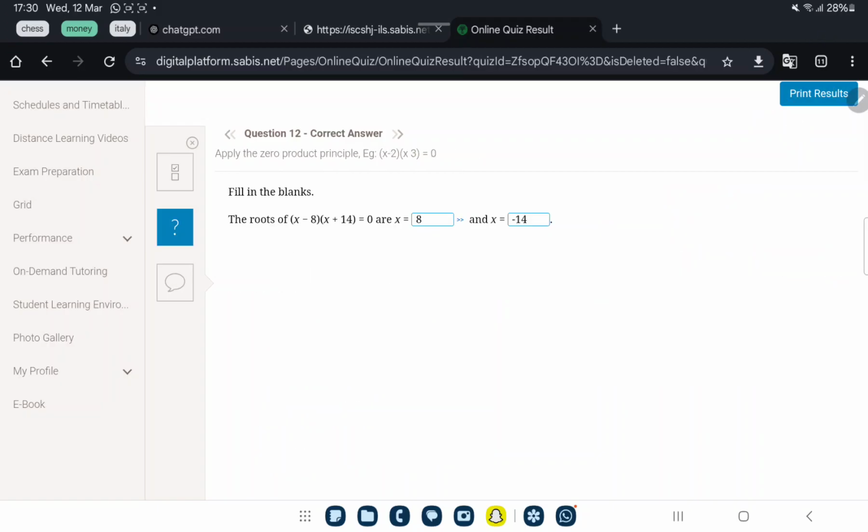They want the roots of x minus 8 multiplied by x plus 14. One of these has to be 0, so x minus 8 equals 0, x equals 8. X plus 14 equals 0, so x equals minus 14.